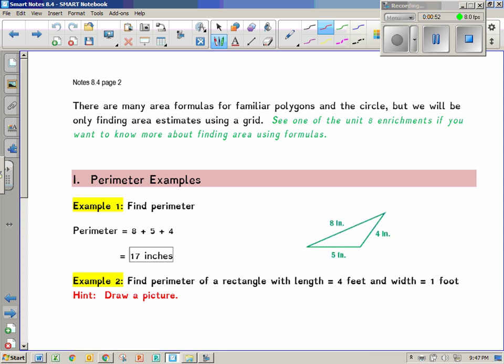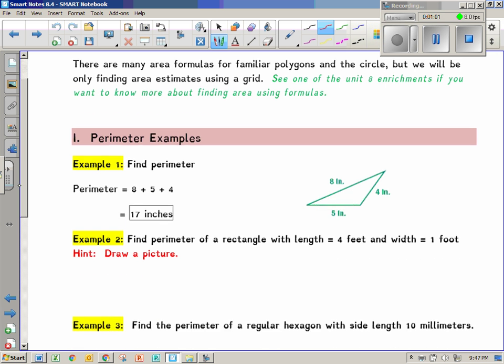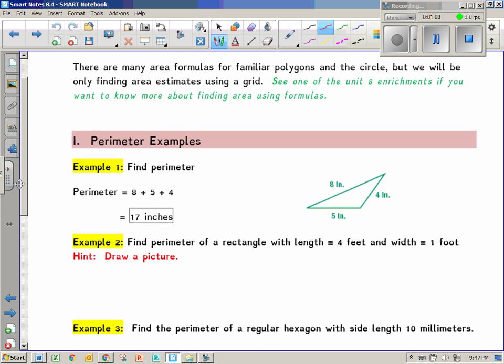Okay, so you're back with me now and we're taking a look at some of these ideas. I did want to point out this statement I have at the top. It says we're not using the formulas for area in 6th grade, but there are many, and one of the enrichments I'll have available will be for those of you that are interested in investigating area with formulas.